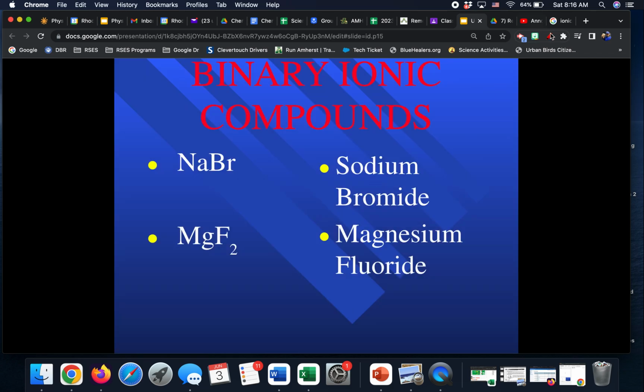So we look here, we said cation first, metal first, so Na, if you look it up, is sodium. Br is bromine, but we change the ending to ide, because that's how you name ionic compounds, so it's called sodium bromide. Magnesium is in group 2. So we said if the first element's in group 1 or 2, this is how we're going to name it. So magnesium is magnesium. You just keep the first word. Fluorine becomes fluoride.